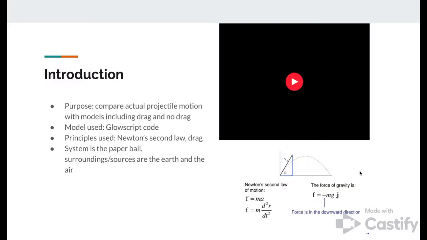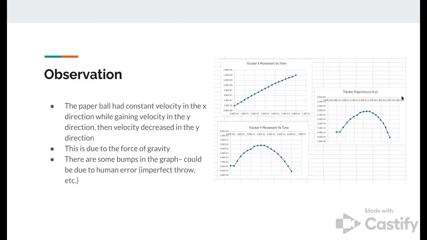And below is Newton's second law. So the observation is the paper ball had constant velocity in the x direction while gaining velocity in the y direction, then velocity decreased in the y direction, which is the sort of parabolic shape you see here. And this is due to the force of gravity. And there are some bumps in the graph, could be due to human error, an imperfect throw, etc.